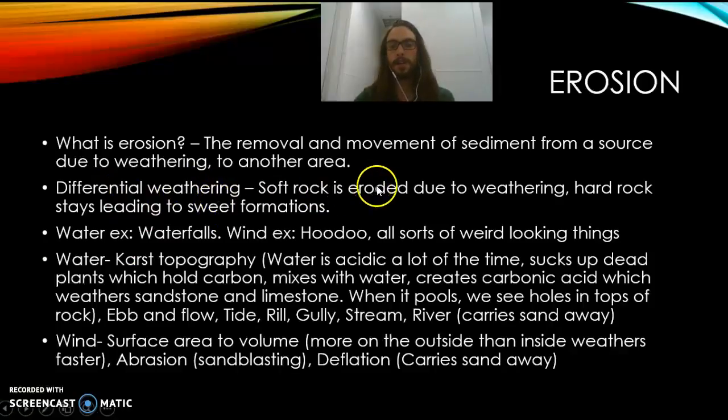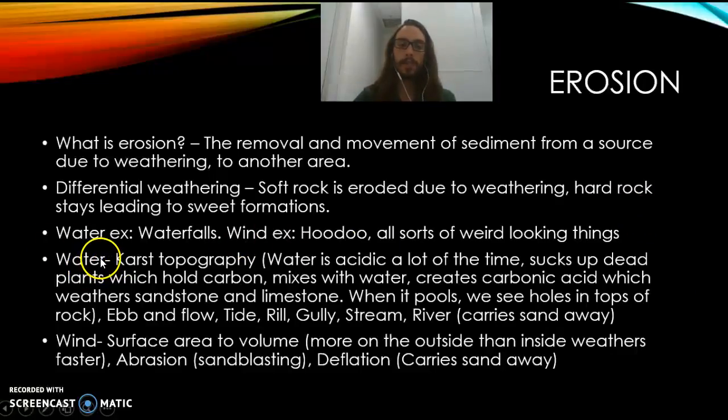That's when soft rock is eroded due to weathering, and hard rock stays, leading to cool formations. So water differential weathering, a good example is waterfalls. Wind differential weathering, and a good example is hoodoo and all sorts of weird-looking things.